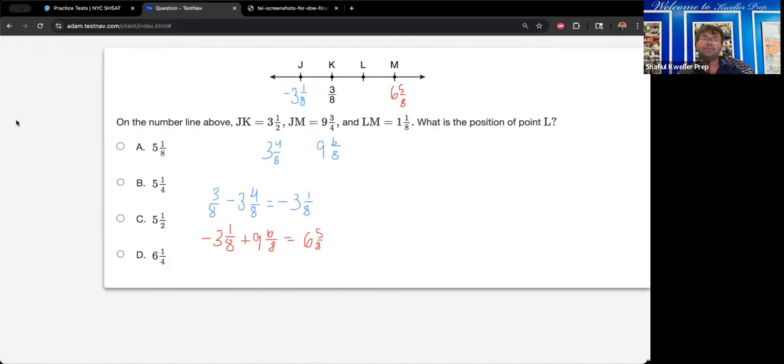And then LM is 1 1/8. So you have to go back. So we go back by 1 1/8. So 6 5/8 minus 1 1/8 is 5 4/8, which is just 5 1/2. So the answer should just be C.